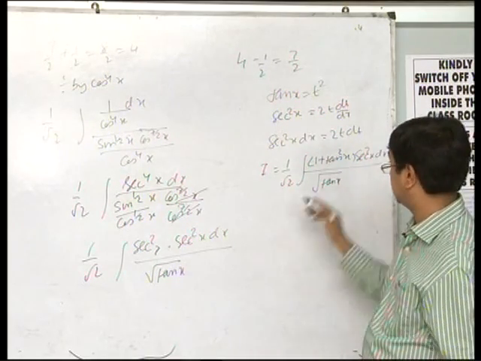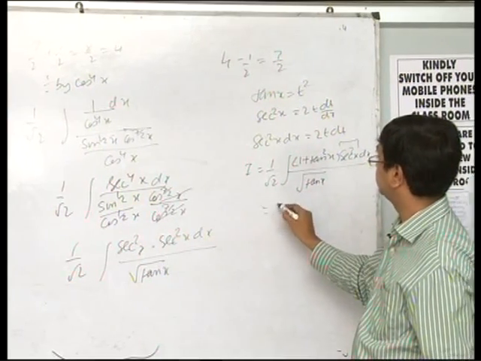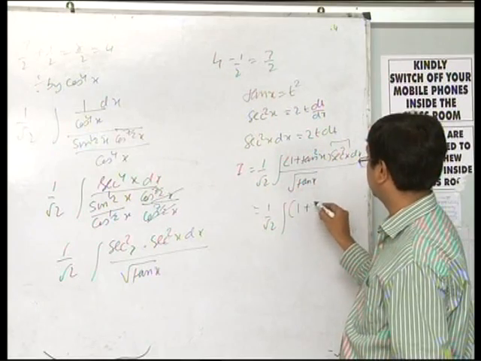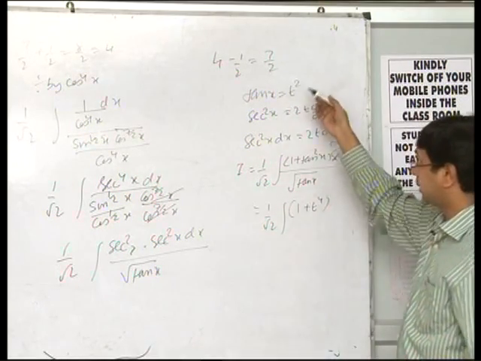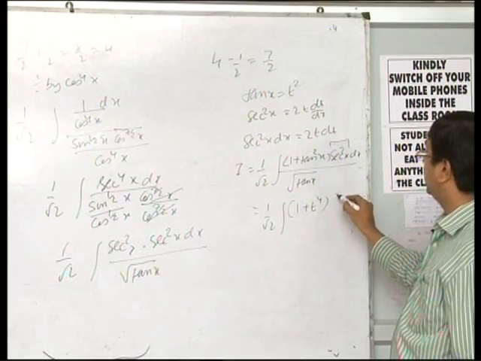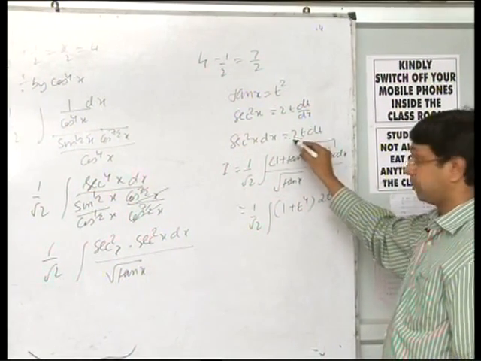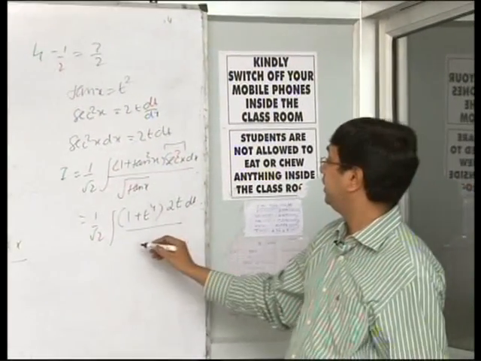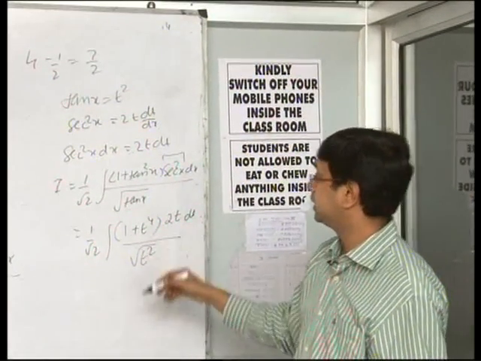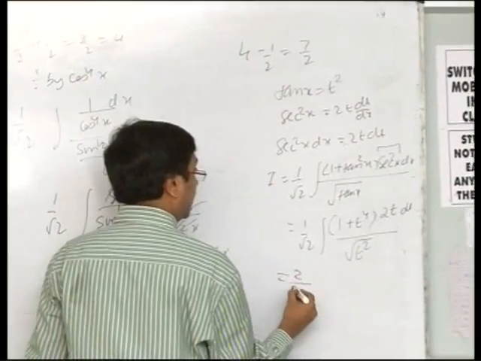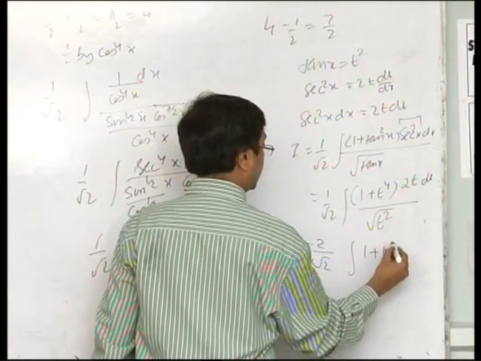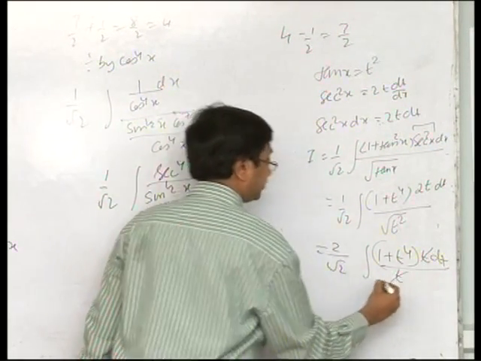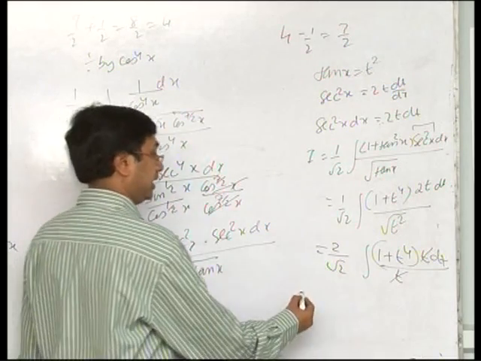So now this would go as 2t dt, and what we have substituted, tan x is t square. So 1 plus t raised to power 4. Why? Tan square x would be the square of this, and this would be 2t dt from here. And what would be left over here? It would be root of t square, so this would get cancelled. So 2 by root 2, 1 plus t raised to power 4, t dt upon t. And then this can be easily integrated.